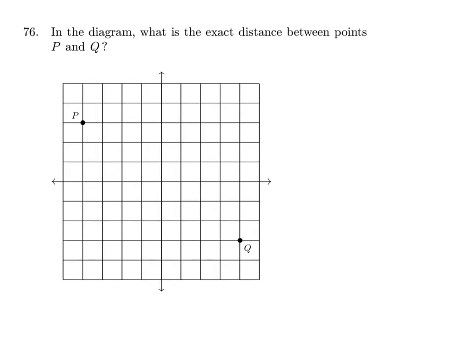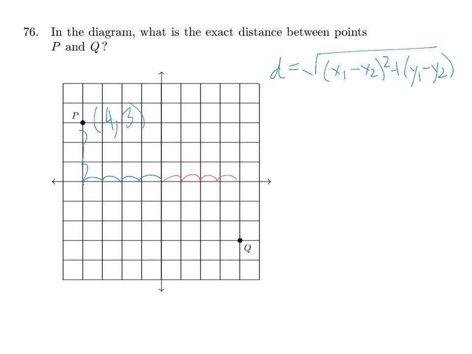Done. All right, in the diagram, what is the exact distance between points P and Q? Okay, I'm going to use the distance formula. Okay, I also have to figure out what these coordinates are. All right, so that's 4. I go up 3. And then I go right 4, down 3. Alrighty?